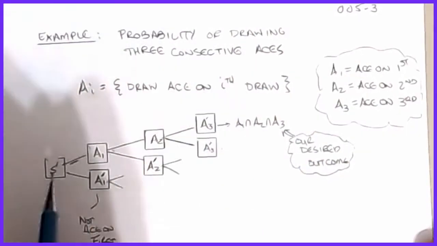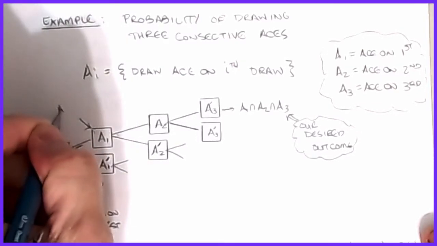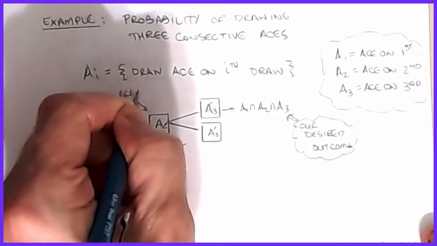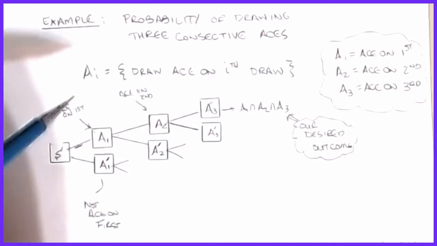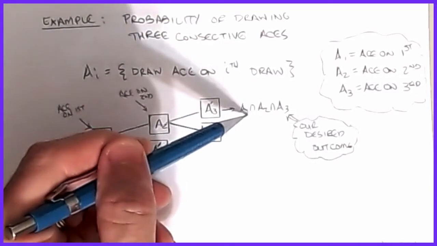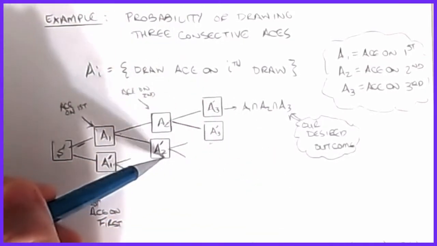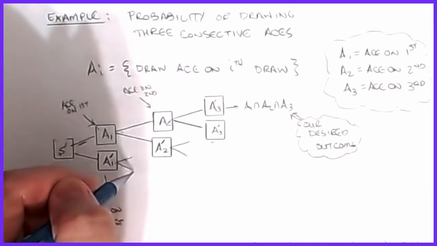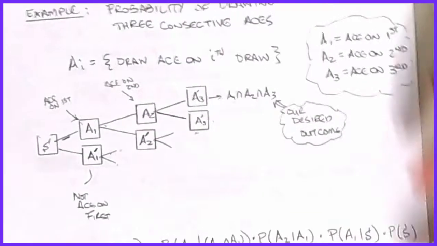I can draw my diagram. This is just a repeat of the picture that you just saw. This is an ace on the first pull. This is my ace on the second, and so forth. So all I need to do is come up with the probabilities that define this. My outcome of 3 consecutive aces would be the one that comes out here, because if I got this one, I didn't get an ace on the third. And if I got one of the ones down here, I didn't get an ace on the second. And again, these two guys will go into A2 and A2 prime, and this goes into A2 and A2 prime also. So we can work our way through that.